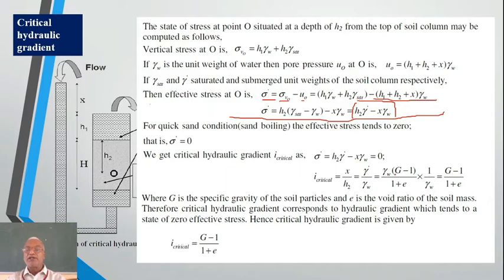That is gamma dashed is gamma W into (G minus 1) divided by (1 plus e). This is remaining as it is. This cancels off. You will be left with i critical, hydraulic gradient, as (G minus 1) divided by (1 plus e), where G is the specific gravity of the soil particles and e is the void ratio of the soil mass. Therefore, critical hydraulic gradient corresponds to hydraulic gradient which tends to a state of zero effective pressure. Hence, critical hydraulic gradient is given by i critical equal to (G minus 1) divided by (1 plus e). Same equation, it is written once again here at the bottom.